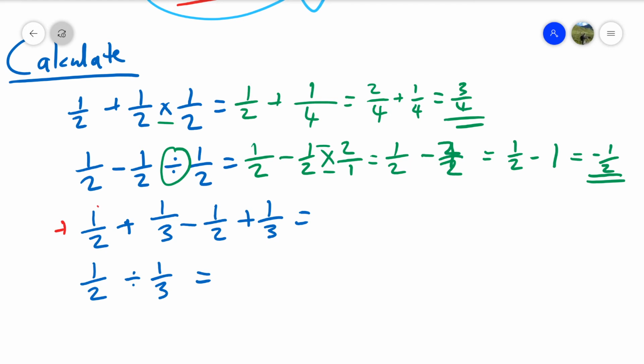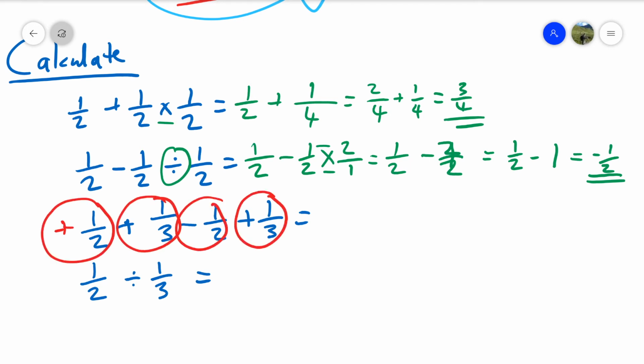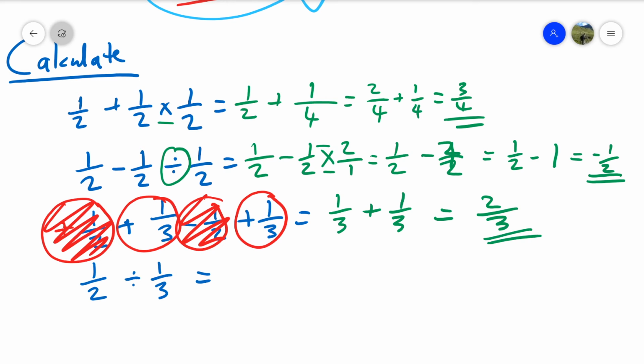I'm going to stick a plus sign in front. We've got 4 objects. I'm spelling this out in case you made a mistake. We've got a plus half and a minus a half, but notice we've got 2 plus thirds, so this is a third plus a third, which is 2/3. And again, with this one, we changed it into a times by flipping the last fraction. 1 times 3 is 3, 2 times 1 is 2. That's the final answer.